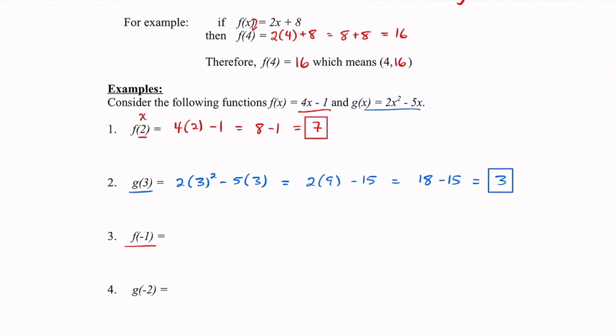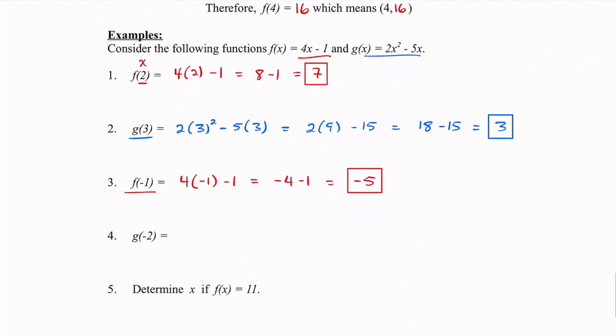Next one now, we're back to f again, so I'm going to have to use f. So we got 4 times, and now the x is negative 1. So 4 times negative 1 minus 1. So 4 times negative 1 is negative 4, and then when I simplify that, I get negative 5.